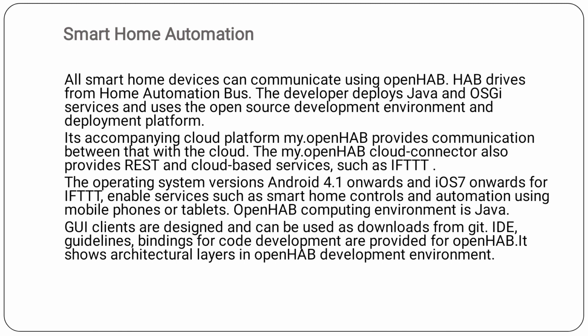The operating system versions are Android 4.1 onwards and iOS 7 onwards, with IFTTT-enabled services such as smart home control and automation using a mobile phone or tablet. The openHAB compute environment is Java. The GUI client or designer can be used to download the JIT IDE. Guidelines for binding code development are provided by openHAB. It also shows the architecture layers in the openHAB development environment.